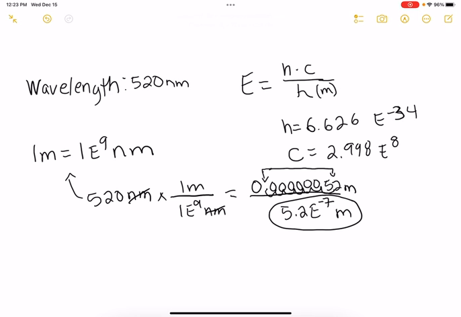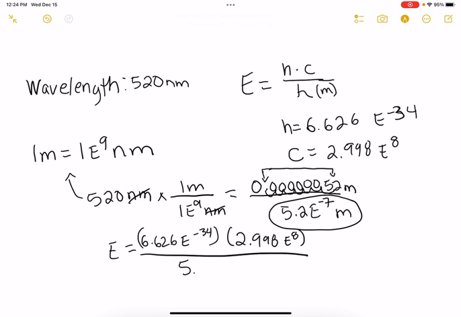So for the energy calculation, we are going to write E is equal to h, which is 6.626 E to the negative 34, and you're going to multiply that by 2.998, which is the speed of light, E to the 8th, and you're going to divide that by the wavelength you calculated, which is 5.2 E to the negative 7. I'm going to show you how to put this all in your calculator. All right, go.